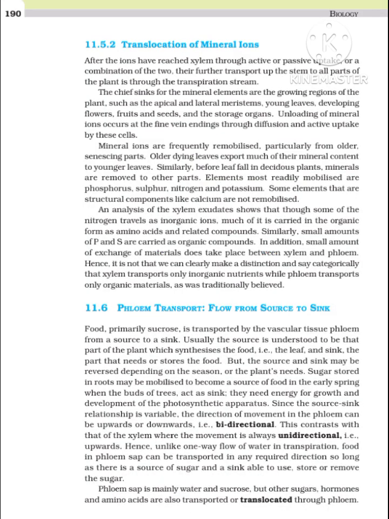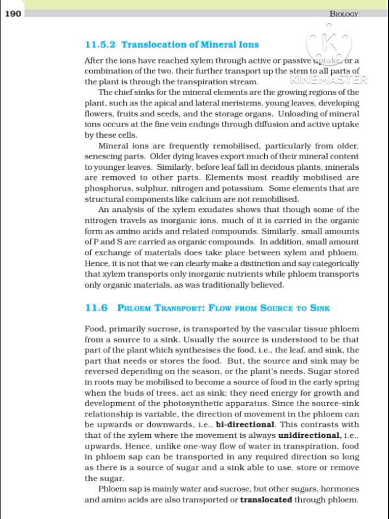1.5.2 Translocation of mineral ions. After the ions have reached xylem through active or passive uptake, or a combination of the two, their further transport up the stem to all parts of the plant is through the transpiration stream. The chief sinks for the mineral elements are the growing regions of the plant, such as the apical and lateral meristems, young leaves, developing flowers, fruits, and seeds, and the storage organs. Unloading of mineral ions occurs at the fine vein endings through diffusion and active uptake by these cells.